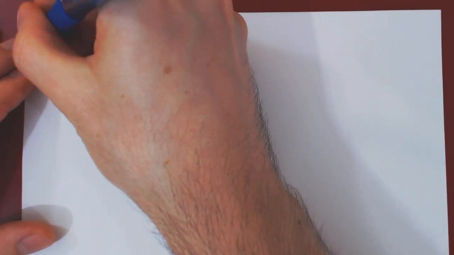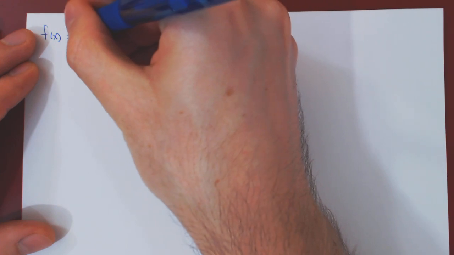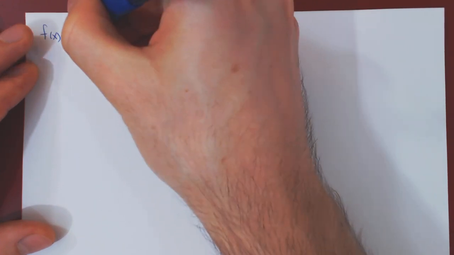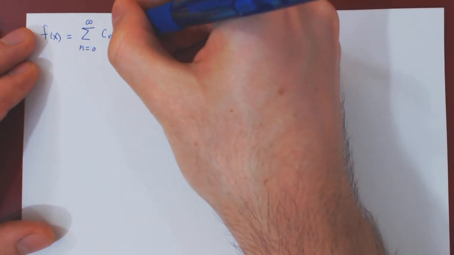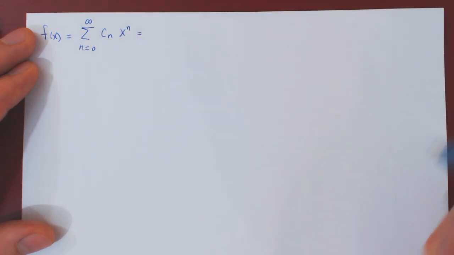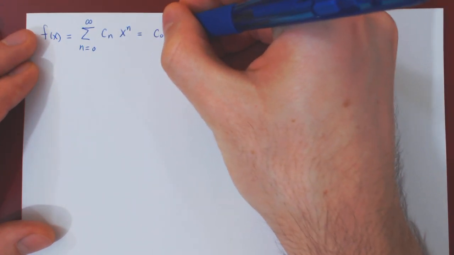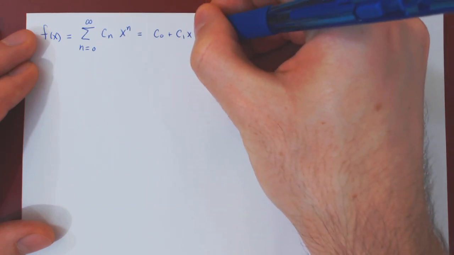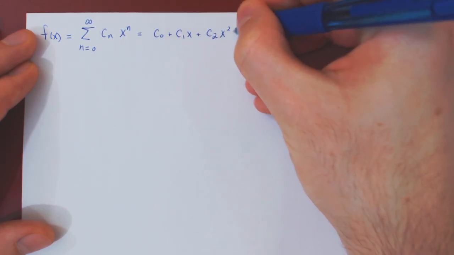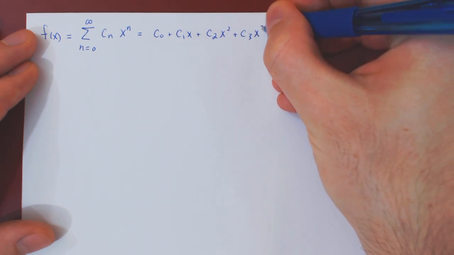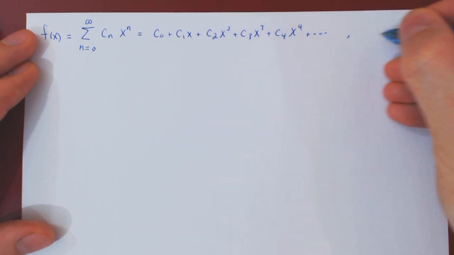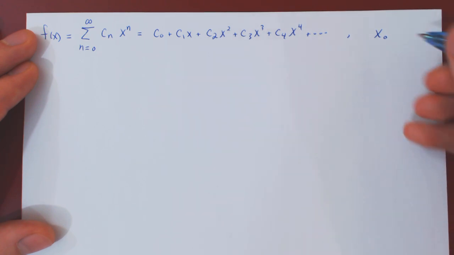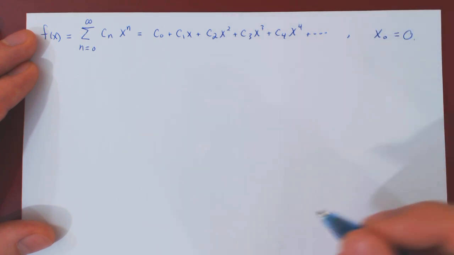So suppose we have a familiar function f of x that is well behaved around 0, so we assume it does have a power series representation. So f of x is expressible as the series from n equals 0 to infinity, c_n times x to the n. We can write out the first few terms of the series: c0, the constant term, c1 times x, c2 x squared, c3 x cubed, c4 x to the fourth, and so forth. So here we assume that we have the special case where the center of the series, x0, is equal to 0.